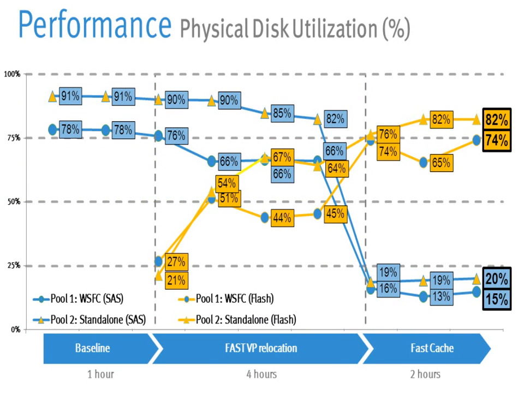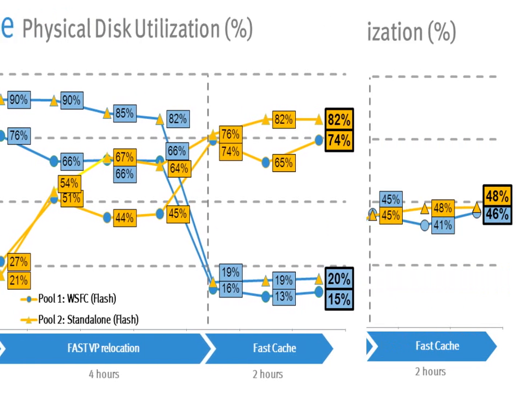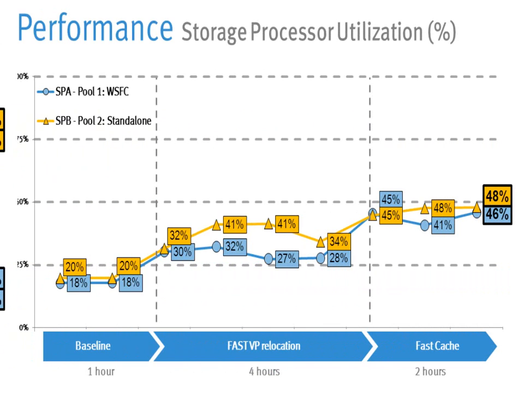Physical disk utilization was measured after analyzing the Unisphere NAR files, looking at physical disk utilization percentage. After enabling Fast Cache on the two pools, WSFC SAS disk utilization dropped to 15% and standalone SAS disk utilization dropped to 20%. The utilization of flash drives rose to 74% in the WSFC pool and to 82% in the standalone pool.